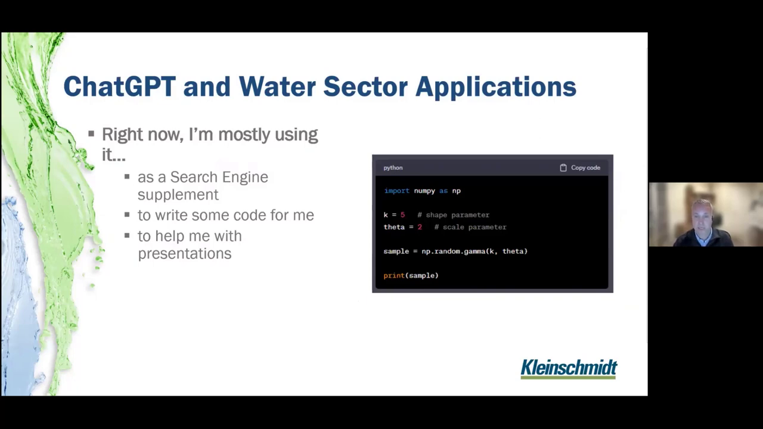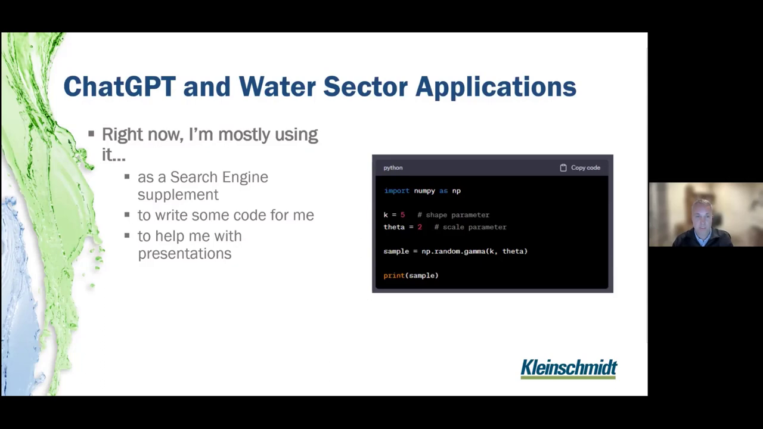In the preparation of this, I asked ChatGPT to write me some code in Python that would generate a gamma distributed random number. This in the past, years ago, I can remember looking for the same thing and searching for hours before I was able to put this together. This came up in seconds. So this is a really cool feature that's available in ChatGPT right now.